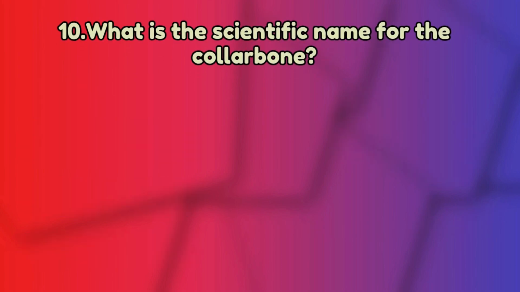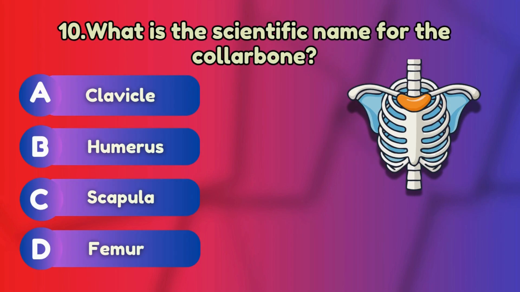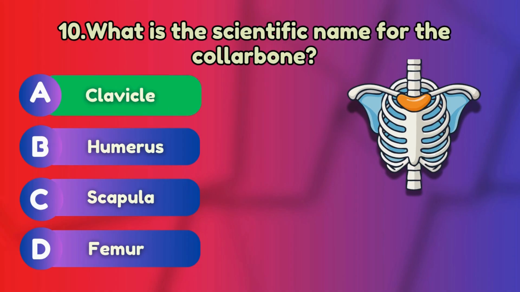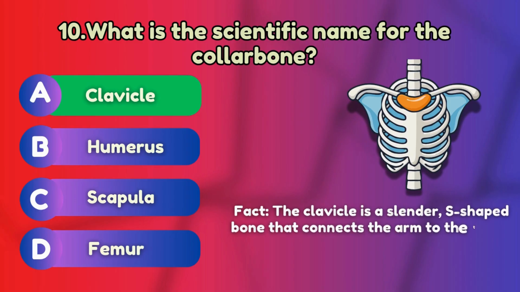10. What is the scientific name for the collarbone? A. Clavicle. B. Humerus. C. Scapula. D. Femur. Right answer, clavicle. Fact: the clavicle is a slender S-shaped bone that connects the arm to the trunk.